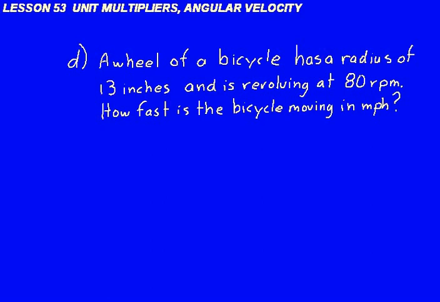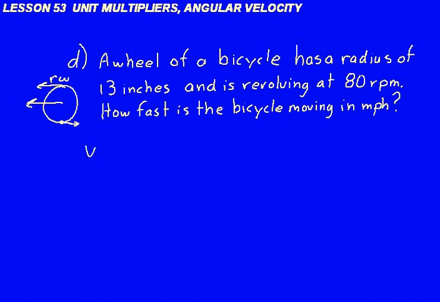Let's do one more problem. Read it through first. A wheel of a bicycle has a radius of 13 inches and is revolving at 80 RPM. How fast is the bicycle moving in miles per hour? Let's just think about this. Here's our bicycle wheel. We want to know how fast it's moving. So if we know the speed at the edge of it, I mean, if it's rotating, if it's moving forward, it's going to be rotating in that direction there and this direction up here at the top. And as long as it's in good contact with the road, it's not slipping, then its speed will be equal to R times omega. So we can figure that out by multiplying the radius of 13 inches by that rotation rate that they gave us, 80 revolutions per minute.